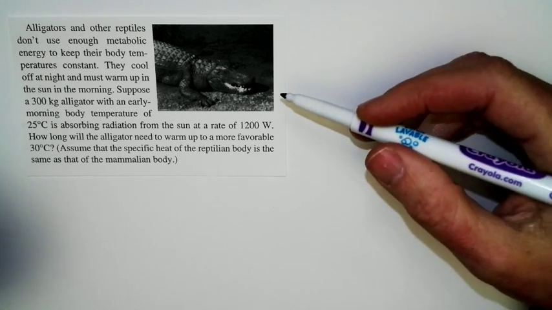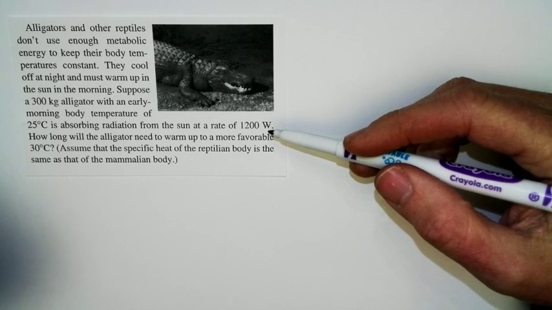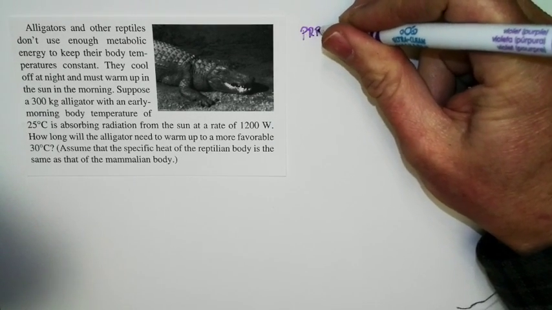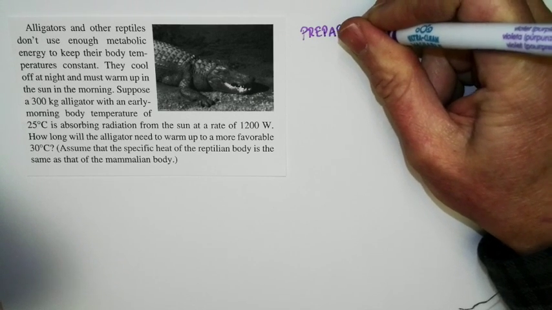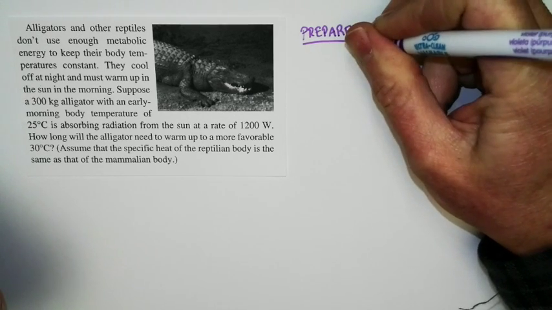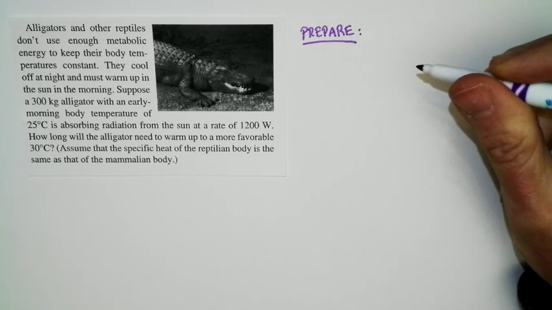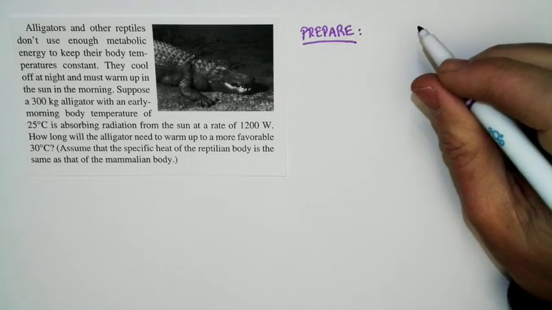Let's prepare to solve this problem. And by preparation, we're going to take a look at the problem, try to wrap our mind around it, see what it's talking about. We'll gather together necessary variables and information, think about how we're going to model it, how we're going to solve it, and then we'll move forward to our solution. We'll start with the preparation.